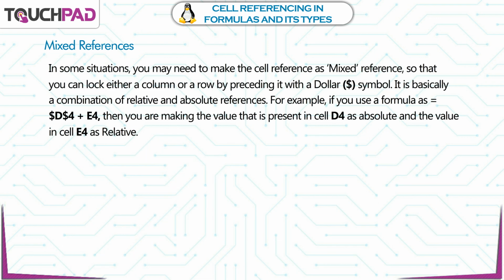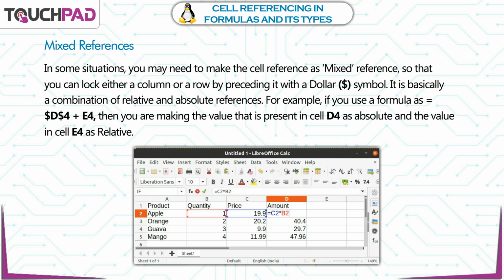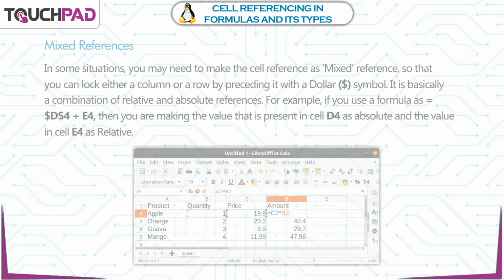Mixed references. In some situations, you may need to make the cell reference a mixed reference, so that you can lock either a column or a row by preceding it with the dollar symbol. It is basically a combination of relative and absolute references. For example, if you use a formula as equal to $D$4 plus E4, then you are making the value that is present in cell D4 absolute and the value in cell E4 relative.